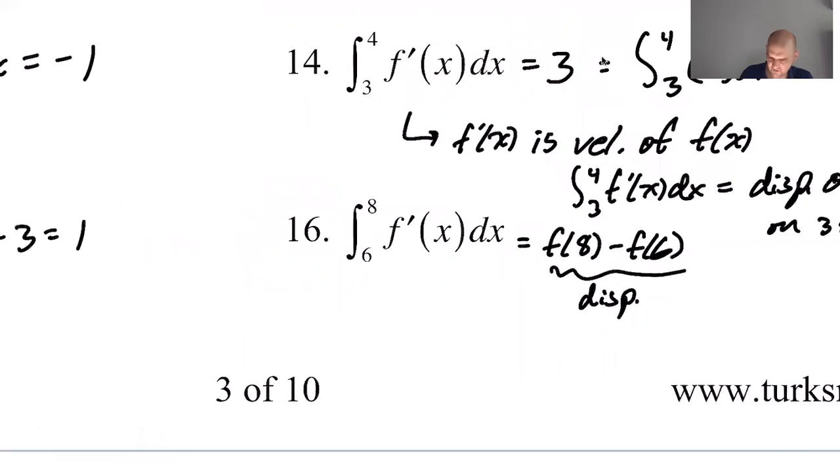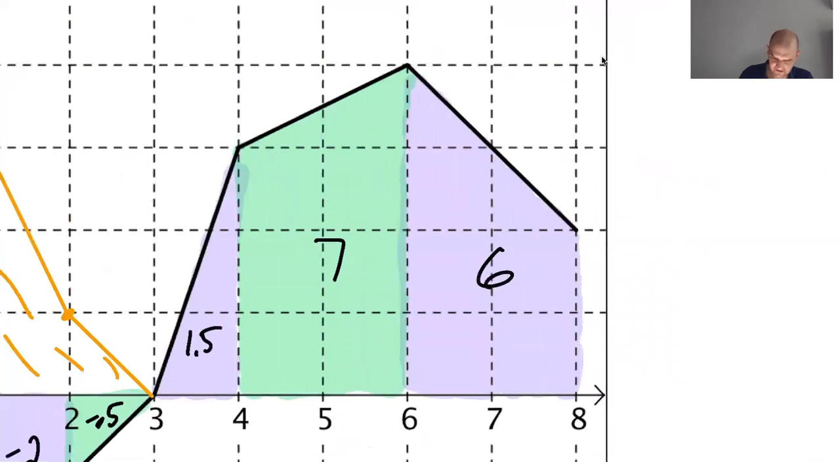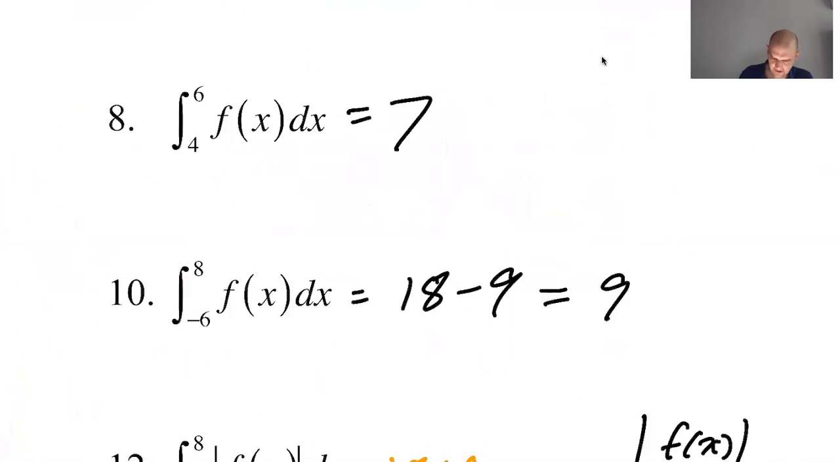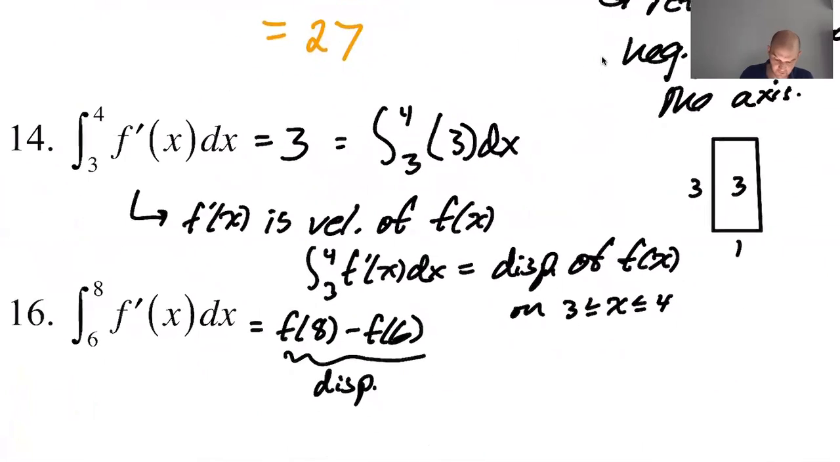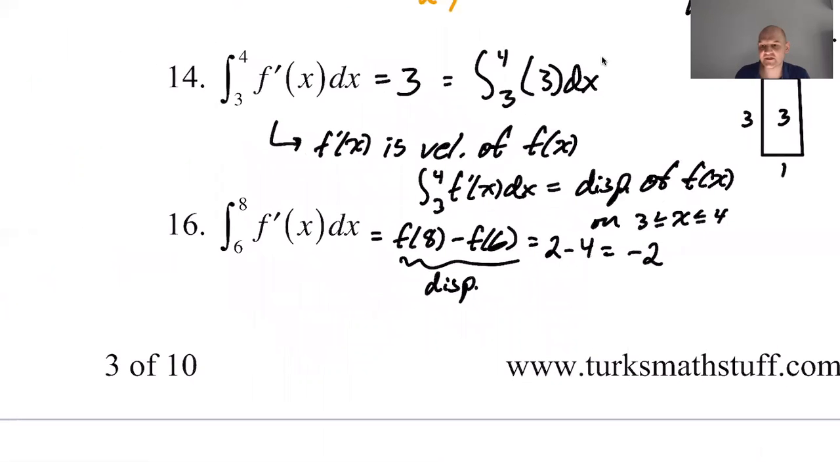So let's see what f of 8 and f of 6 are. F of 8 is 2, f of 6 is 4. So 2 minus 4 is -2. And I find this really exciting, because it's a clear connection.